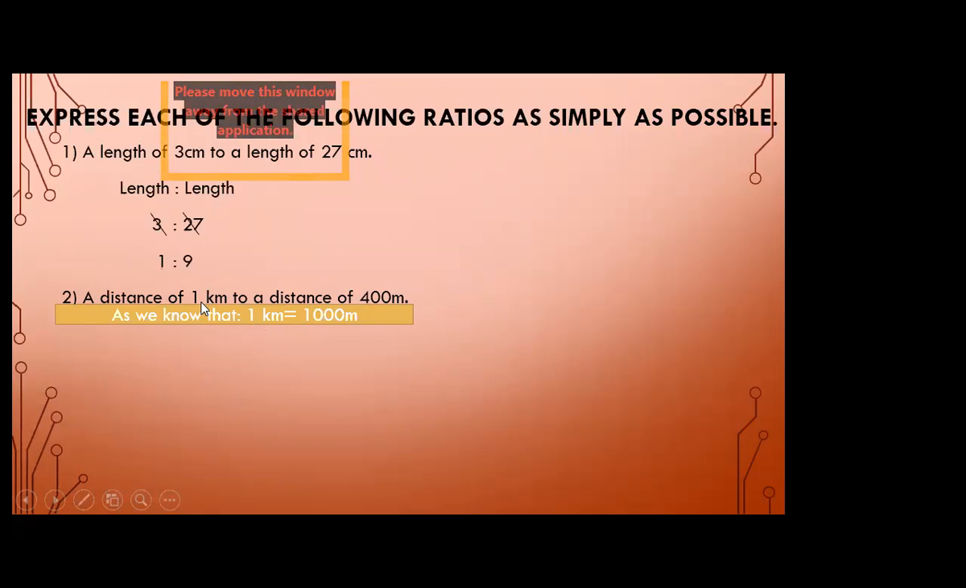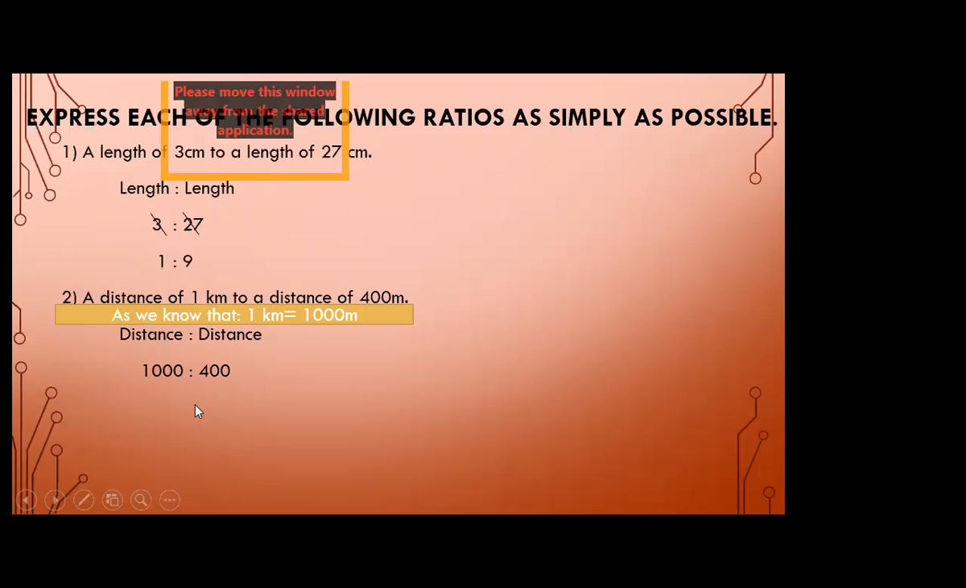So, here we can write distance ratio distance. Now we can replace this 1 kilometer by 1000, and here we can write 400. Why have I written 1000? Because I want the same unit. So I have converted this kilometer into meters and I have written 1000 here.